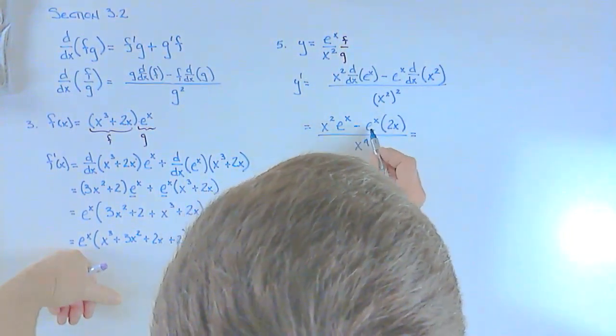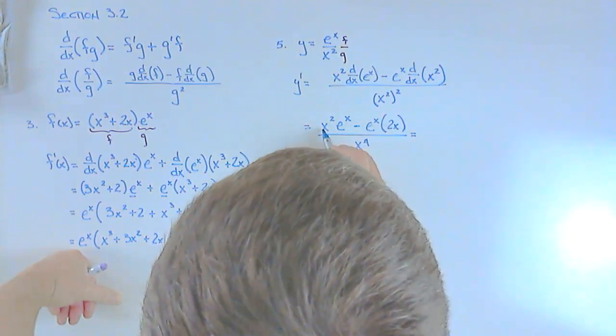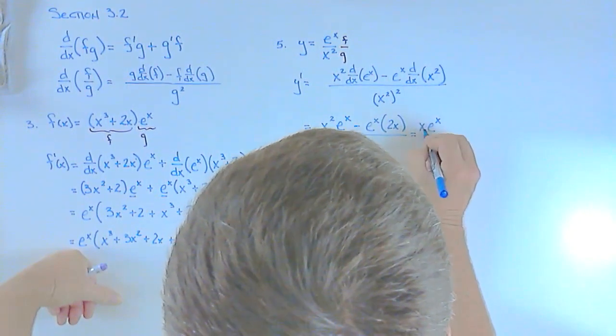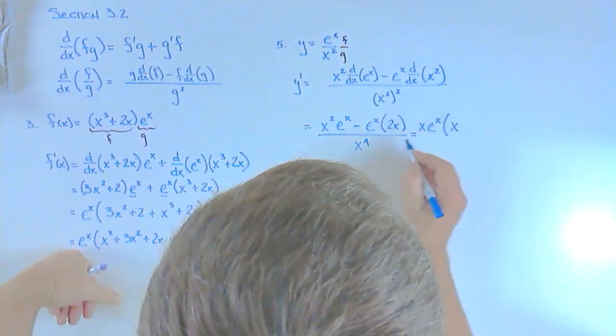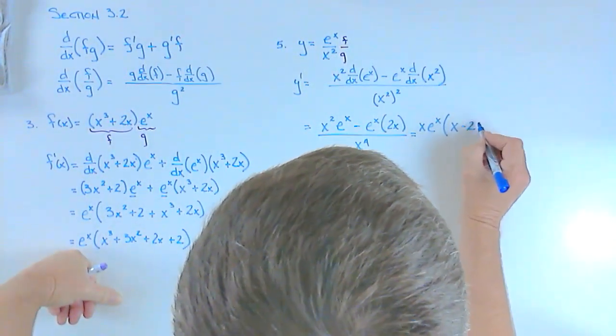Now, what do we get here? Well, there's an e to the x and an e to the x in both terms. There's an x and an x squared, so we can factor out e to the x times x. That leaves us an x here. The e to the x we factored out, the x we factored out, so we get minus 2.